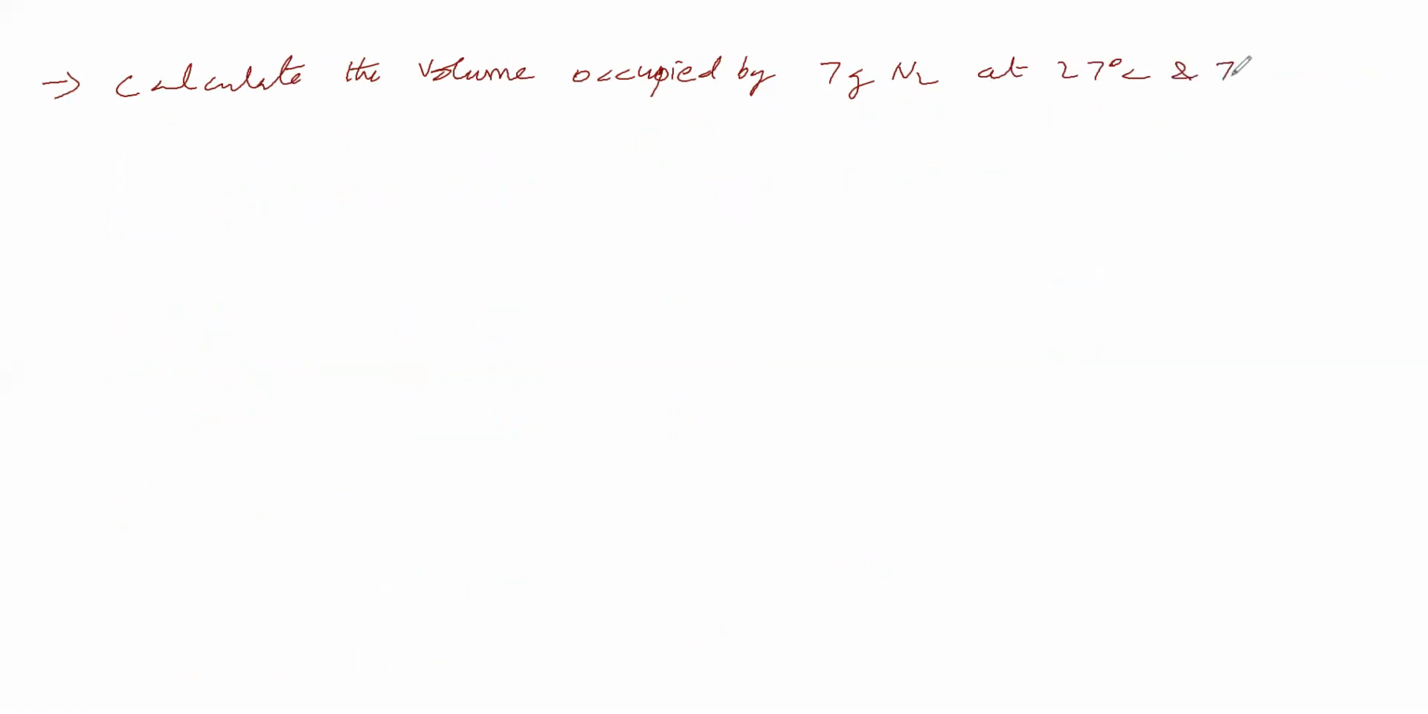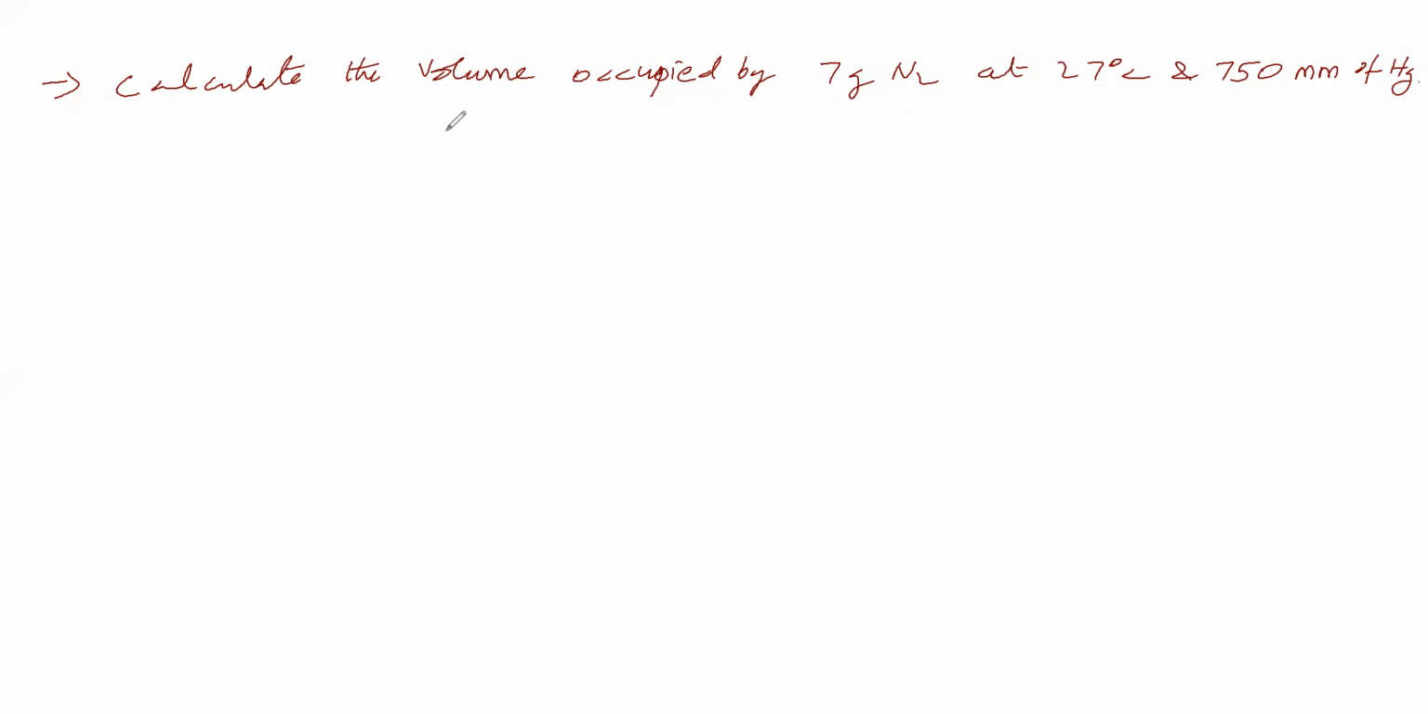Calculate the volume occupied by 7 gram N2 at 27 degrees Celsius and 750 mm of mercury. Now what they are asking, calculate the volume.